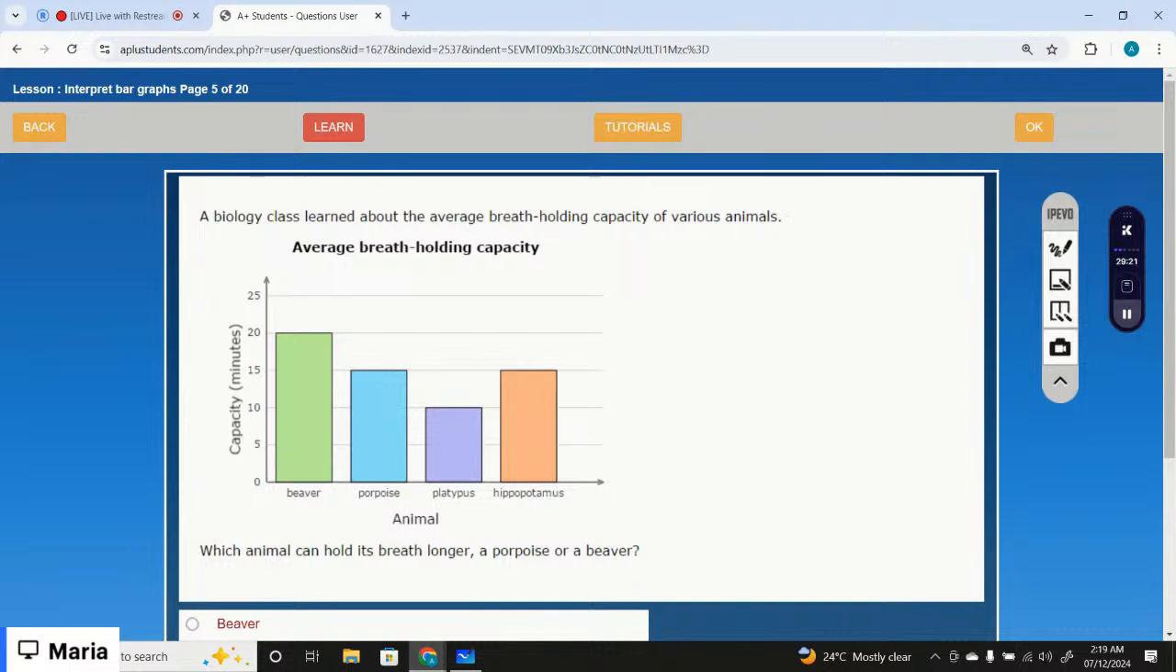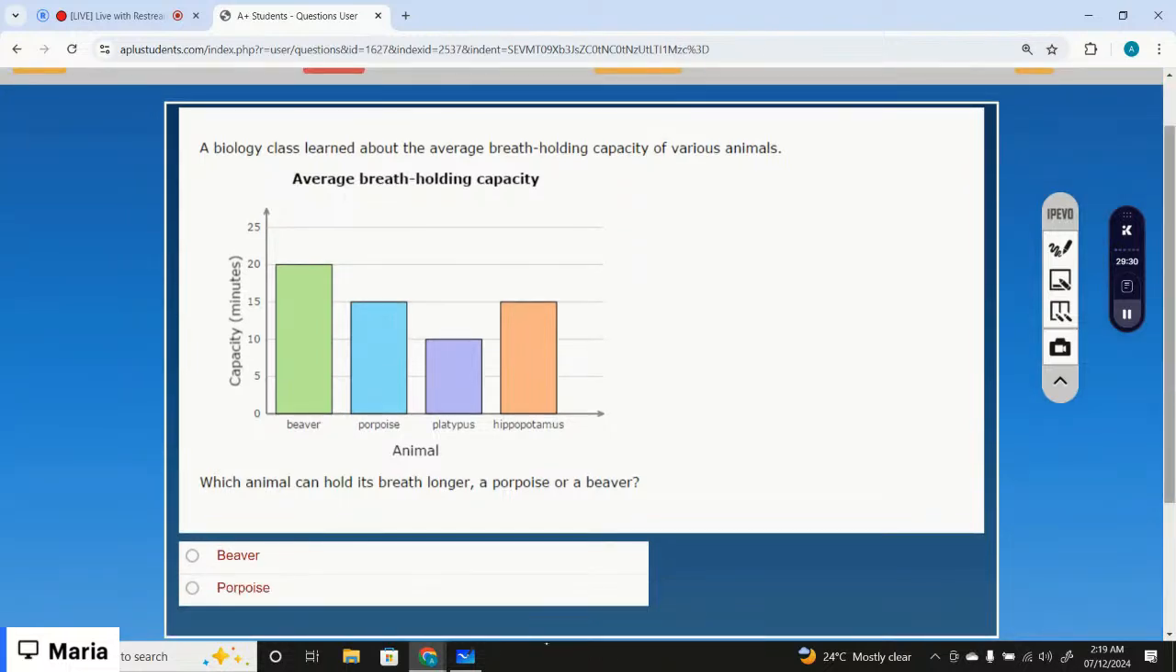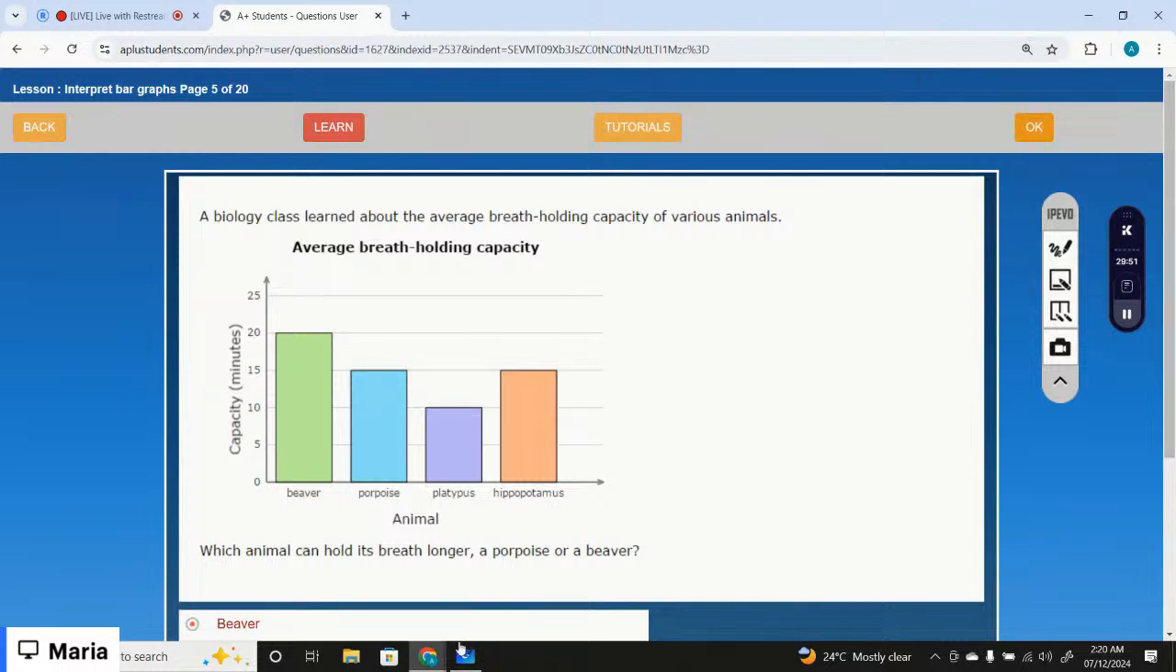A biology class learned about the average breath holding capacity of various animals. Which animal can hold its breath longer, a porpoise or a beaver? Which is the correct option? Here is the beaver, right? The capacity is 20 minutes and the porpoise has the capacity of 15 minutes. So, which holds its breath longer? That is the beaver. Option number one is the correct option.